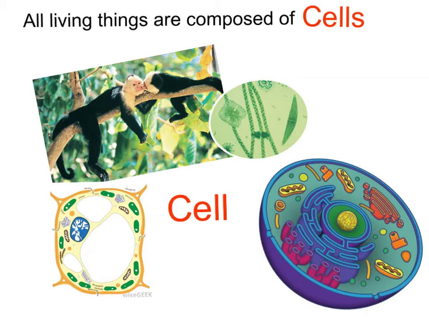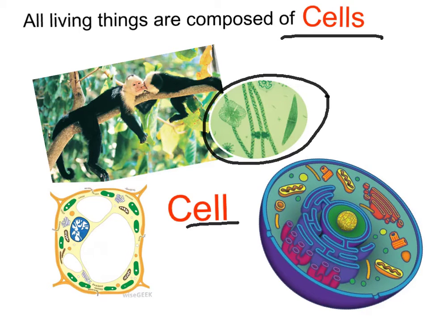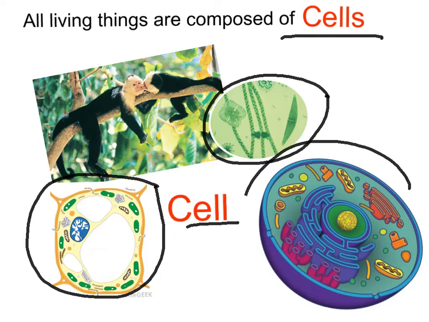Now let's get into the actual characteristics of life. The first characteristic of life states that all living things are composed of cells. A cell is a membrane-covered structure that contains all the materials necessary for life. Here are several examples of cells. Here are several kinds of cells under microscopes. Here is a plant cell, and here is an animal cell.